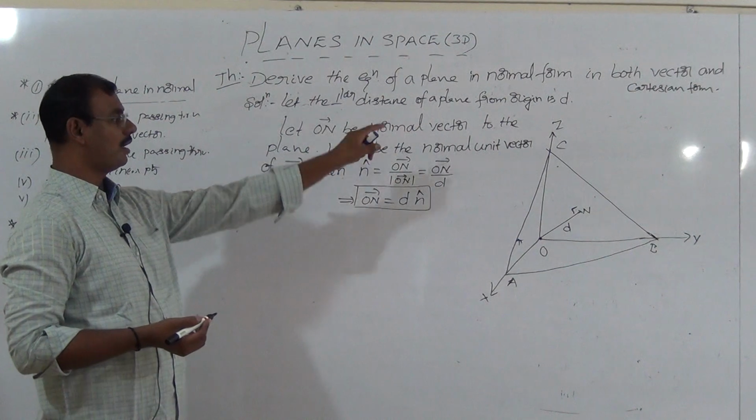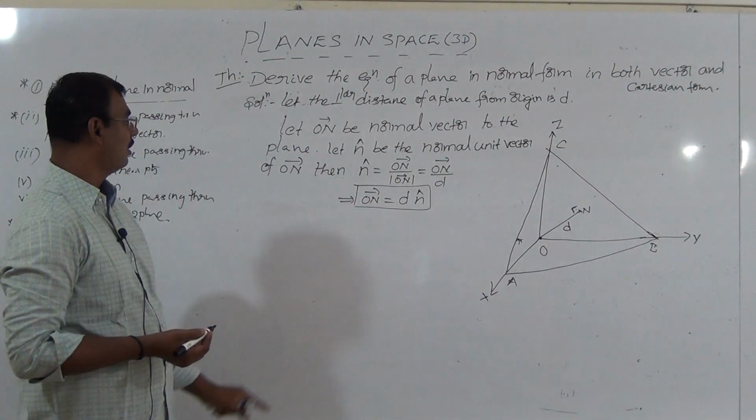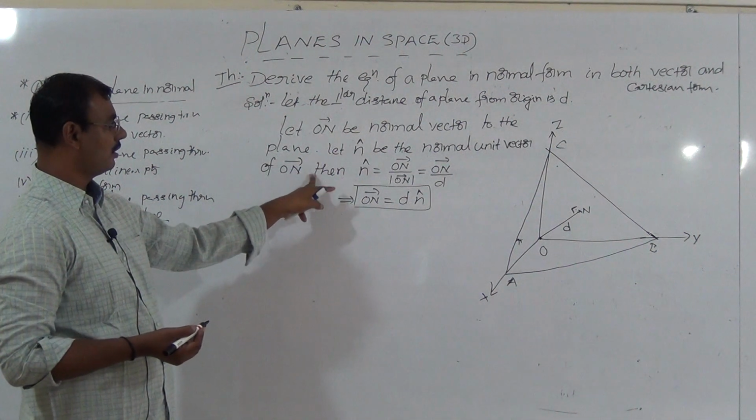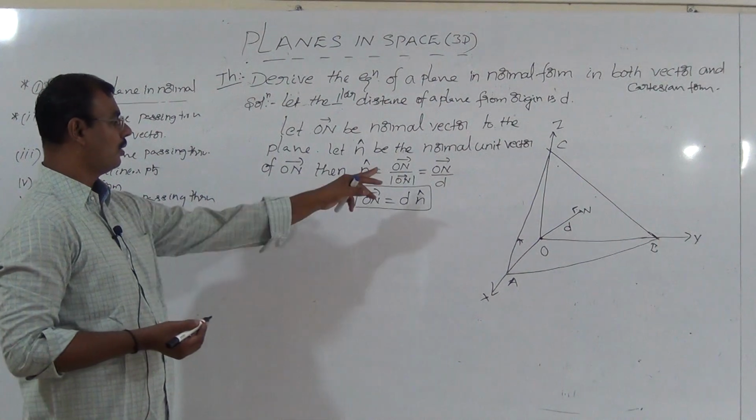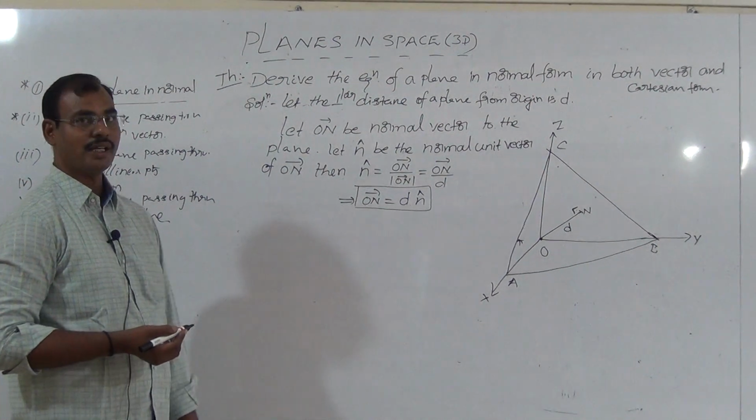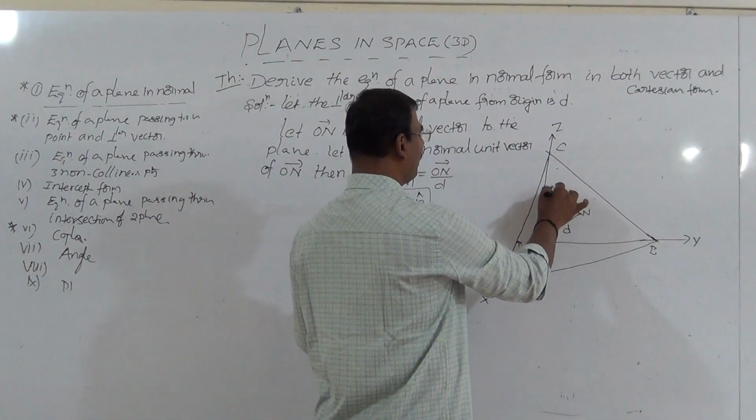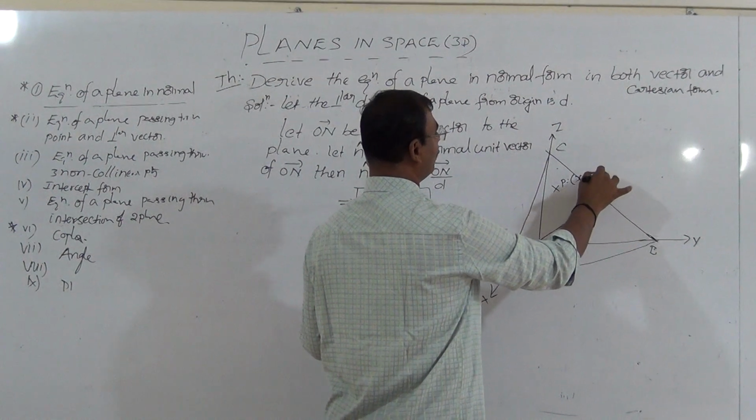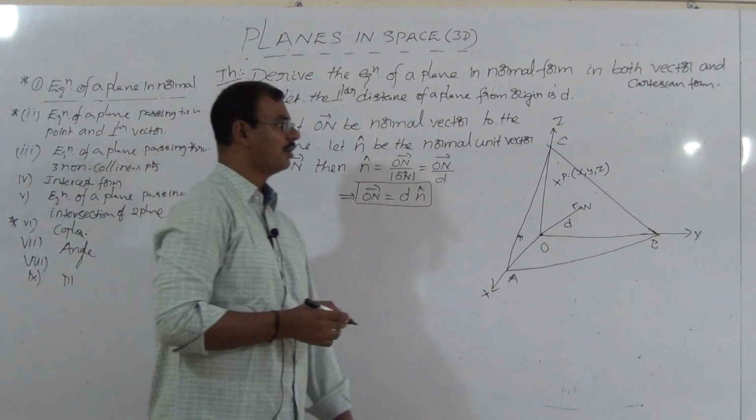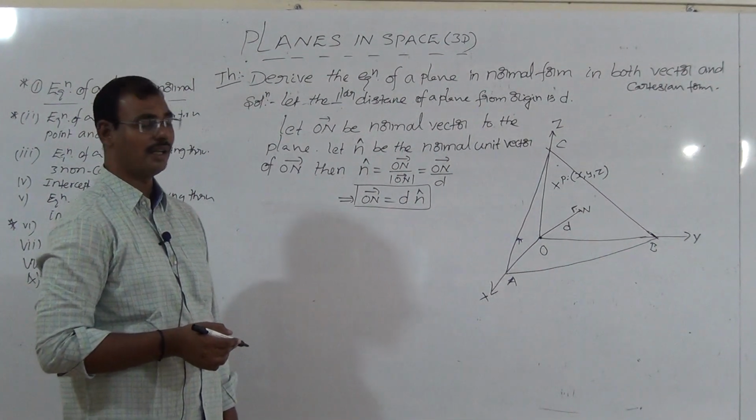Let ON be the normal vector and n cap be the normal unit vector of the ON vector. Then n cap is equal to ON divided by D, or the ON vector is equal to D into n cap. Next, we take any point in the plane, a general point. Let P equal to (x, y, z) be any point on the plane.